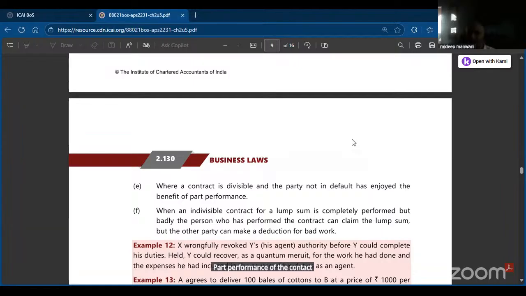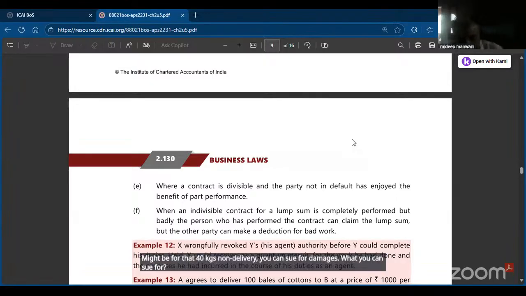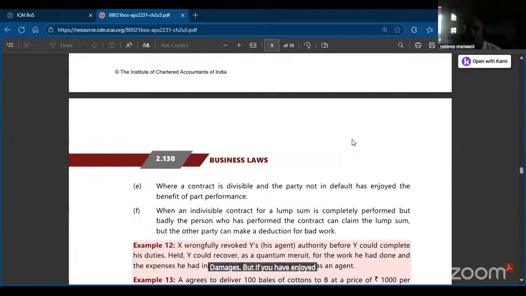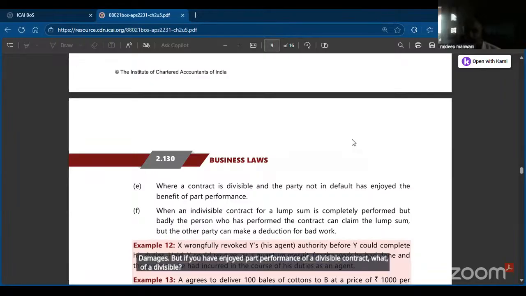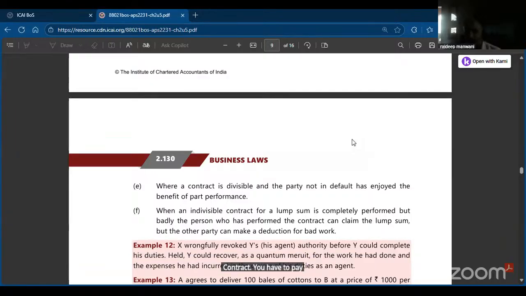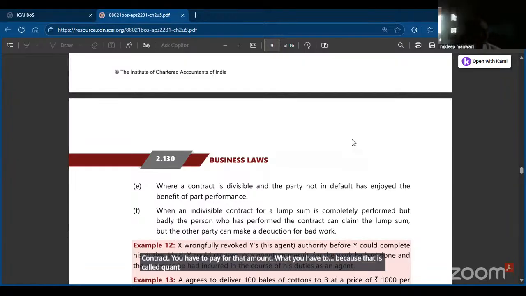He said, no, I told her to perform 100 kgs. She sent only 60 kgs, so I won't pay her even one paisa. But you enjoyed that part of the contract, the 60 kgs, so you have to pay for it. For that 40 kgs non-delivery, you can sue for damages. But if you have enjoyed part performance of a divisible contract, you have to pay for that amount, because that is called quantum meruit. Correct or no?